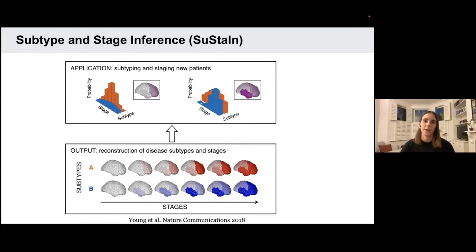And you can then use these reconstructed subtype progression patterns to subtype and stage new patients by matching individuals to the subtype and stage that best describes their measurements. And this can be done probabilistically. So you can find the probability that an individual has a particular subtype or stage combination.